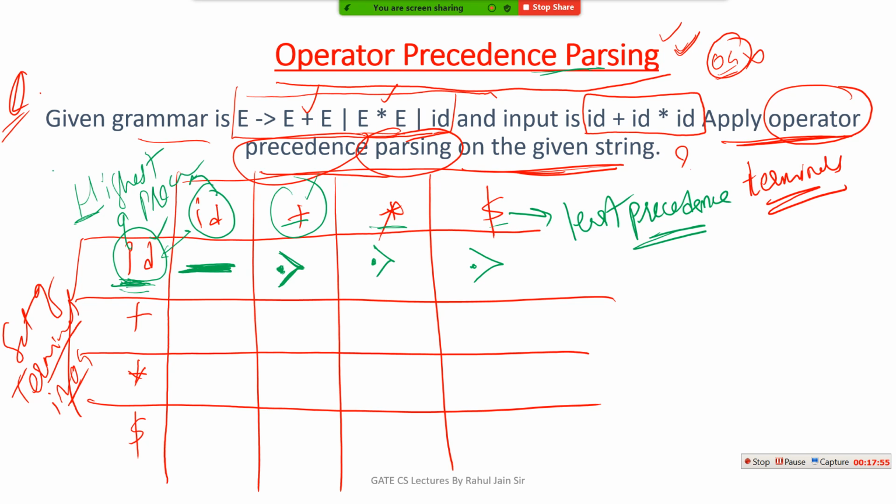Now if I compare plus and ID, ID has higher precedence, so I will write it like that. If I compare this addition sign with the addition sign, it depends on the grammar, whether our plus sign is left associative or right associative. According to the grammar, we can simply say that it is left associative. So I am writing here that it is left associative. By default, we can treat plus as left associative.